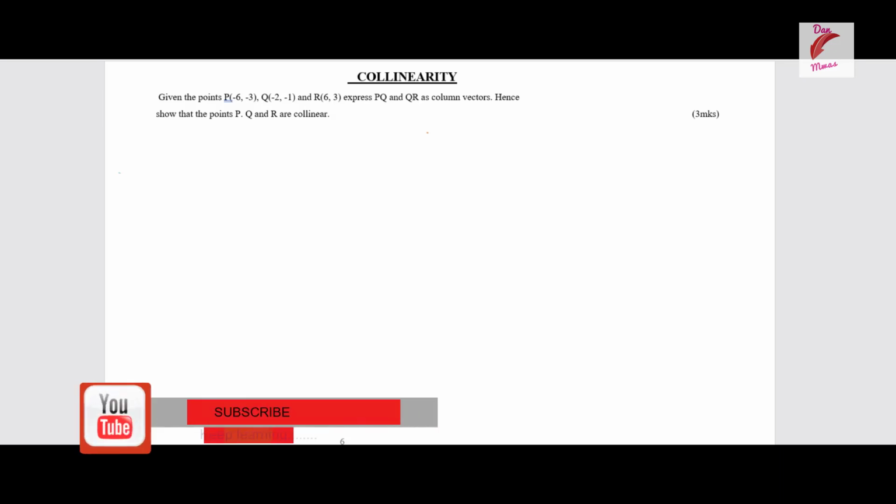Collinearity. Given the points P(-6, -3), Q(-2, -1), and R(6, 3), express PQ and QR as column vectors, hence show that the points P, Q, and R are collinear. So collinearity means showing that these 3 points lie on the same straight line. So let's say that is point P, point Q should be there and R should be there.